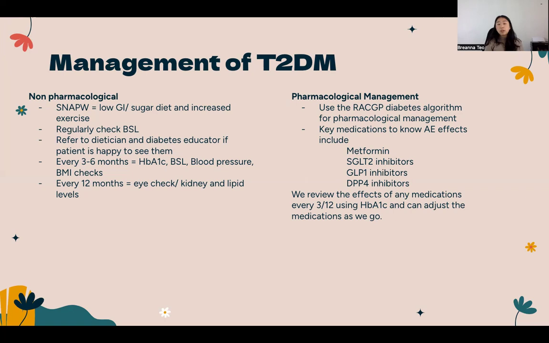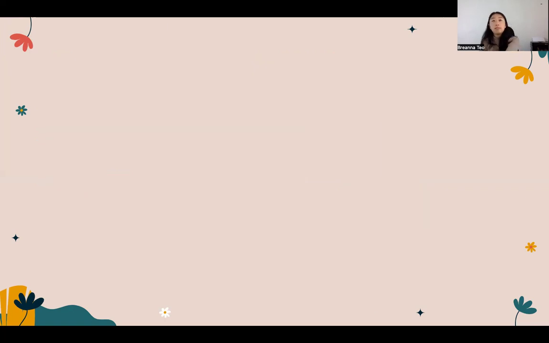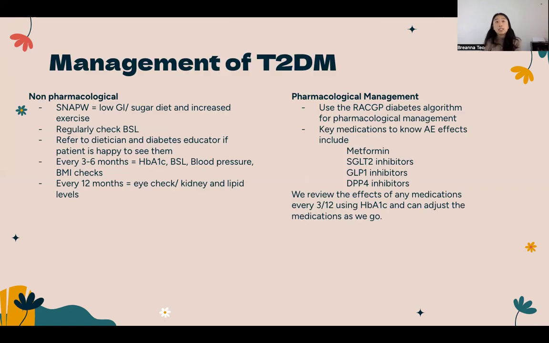In terms of pharmacological management, there is a really good RACGP algorithm for medications, which we'll go over in the next slide. But key medications to know, and also note their side effects, things like metformin, SGLT2 inhibitors, GLP-1 inhibitors, and DPP-4 inhibitors. And again, we often review our medications and adjust them as need be.